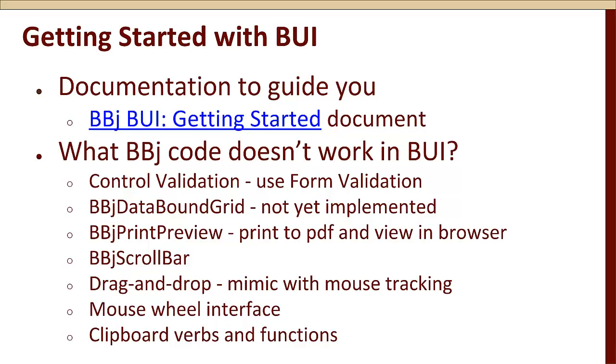The link is there. And one of the considerations might be what BBJ code doesn't work in BUI. There's very little really. Control validation, we strongly recommend you use form validation. Control validation would force a ton of round trips, thereby making your application too slow. BBJ data-bound grid, not yet implemented. BBJ print preview is not implemented. You could print to the PDF and view in the browser. BBJ scroll bar, drag and drop is not implemented, but you could mimic that with mouse tracking. Mouse wheel interface is not implemented, and clipboard verbs and functions. So as you'll see, very little that might affect a real application that would run in the browser.